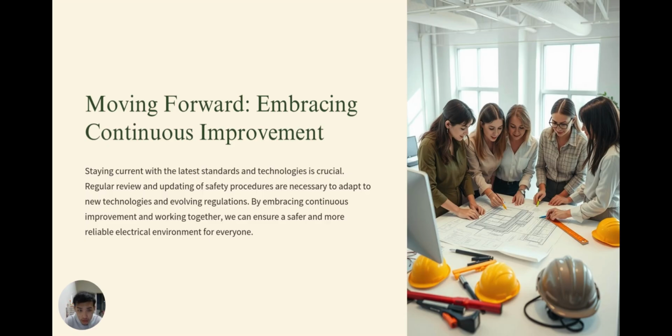Okay, so let's move forward. Embracing continuous improvement: staying current with the latest standards and technologies is crucial. Regular review and updating of safety procedures are necessary to adapt to new technologies and evolving regulations. By embracing continuous improvement and working together, we can ensure a safer and more reliable electrical environment for everyone.